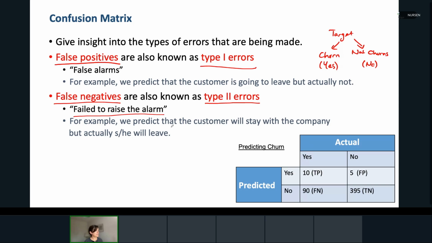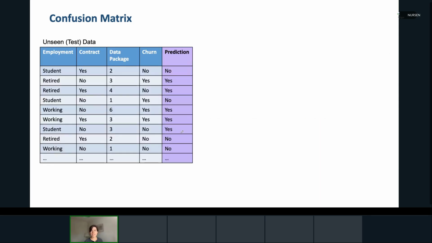So let's discuss this confusion matrix in more detail over this example. This is our test data, this part. And this is the actual target value, the churn column. This is a column in our dataset, and it shows whether the customer left or stayed, and the others, these three, are the independent features.